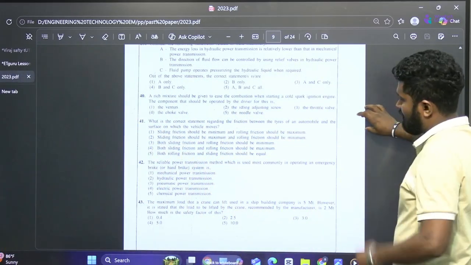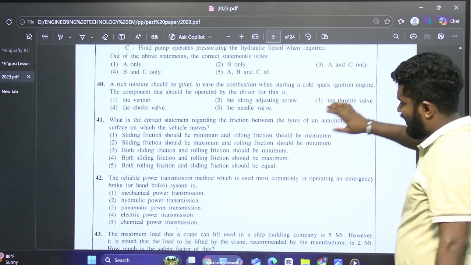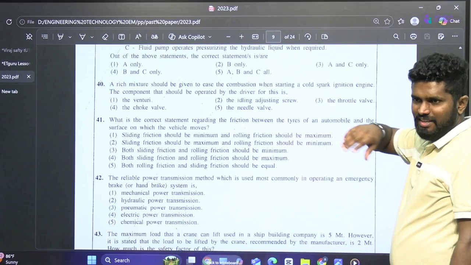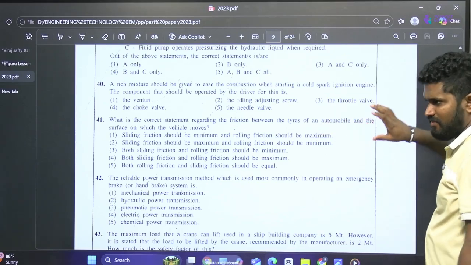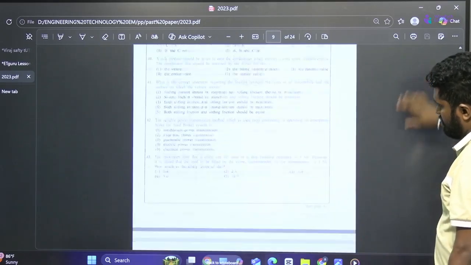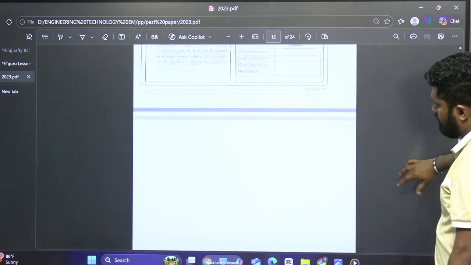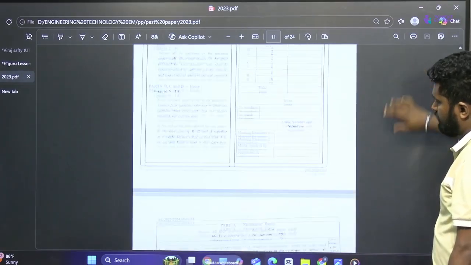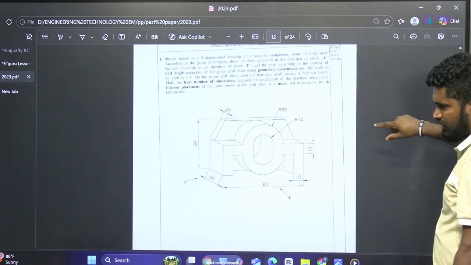Then there is another difference. For your O level there are only 4 answers, but here they will have 5 answers. Clear?